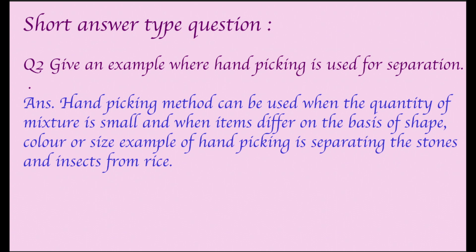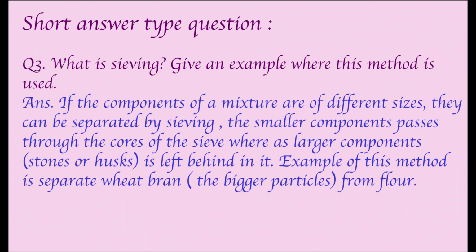Example of hand picking is separating the stones and insects from rice. Question 3. What is sieving? Give an example where this method is used. Answer is, if the components of a mixture are of different sizes, they can be separated by sieving.